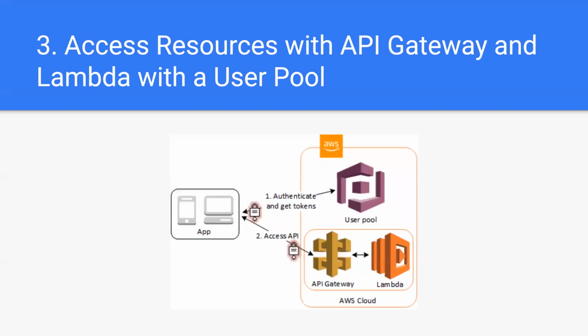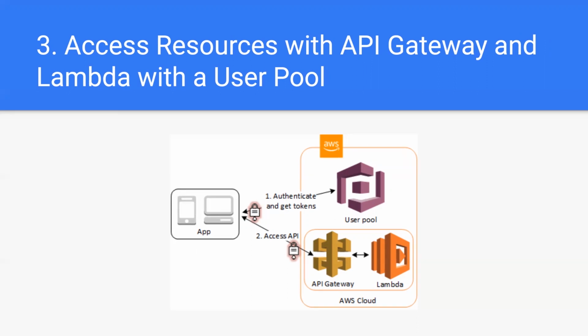So the third one is accessing resources with the API Gateway and Lambda with a user pool. You can enable your users to access your API through API Gateway. API Gateway validates the tokens from a successful user pool authentication and uses them to grant your users access to resources, including Lambda functions or your own API.